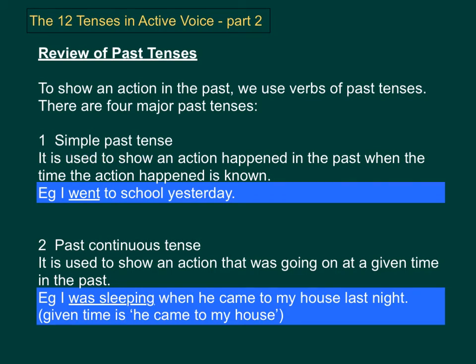It is used to show an action that happened in the past when the time the action happened is known. For example, I went to school yesterday. We can see that the verb went is a past tense of go.